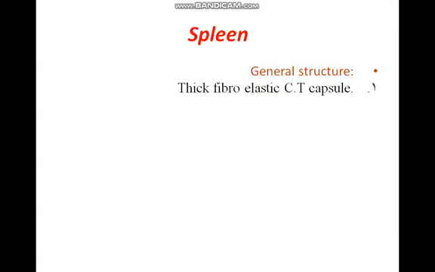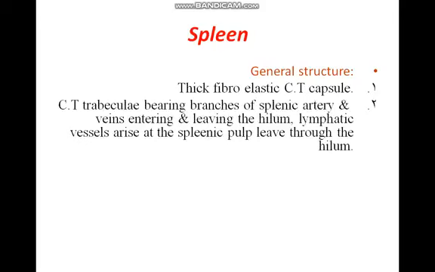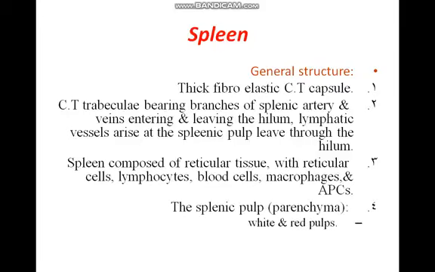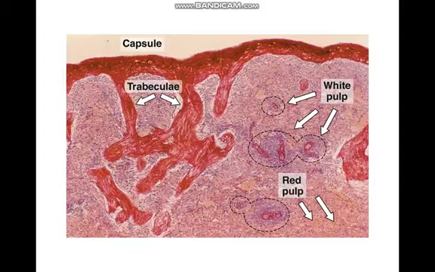Generally, it is covered by a connective tissue capsule, and trabeculae carry vascular structures called splenic vessels entering through the hilum, while veins and lymphatics also leave through the hilum. The spleen is composed of reticular connective tissue containing reticular cells, lymphocytes, blood cells, macrophages, and antigen-presenting cells. The splenic parenchyma is divided into white and red pulp.